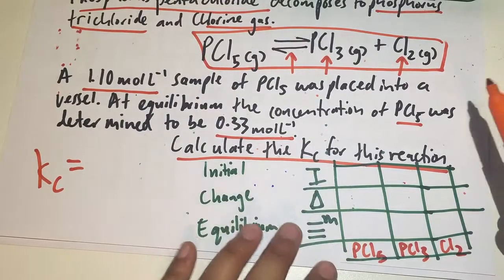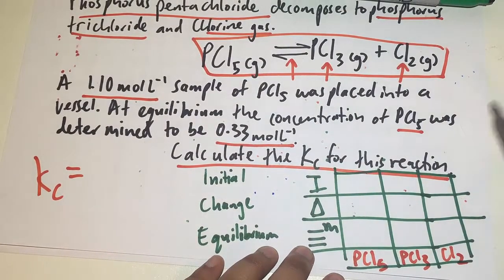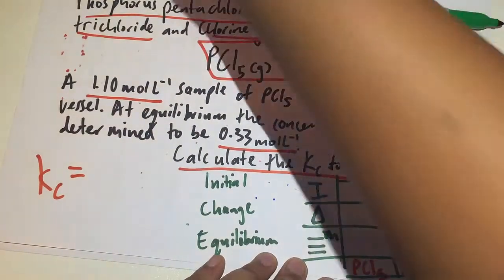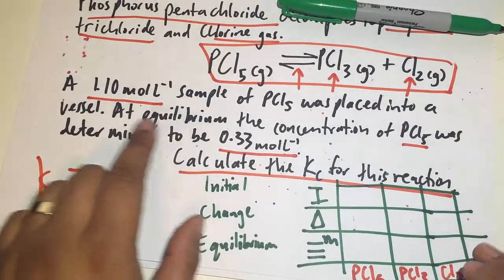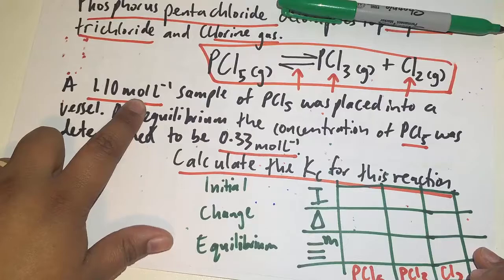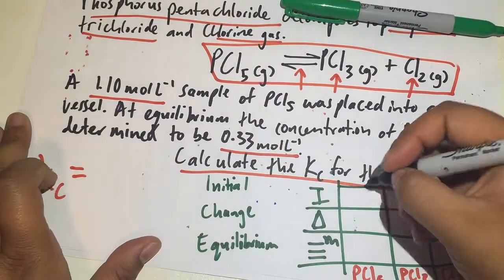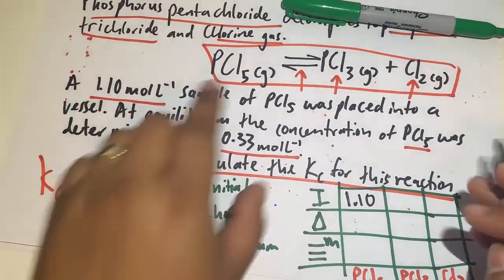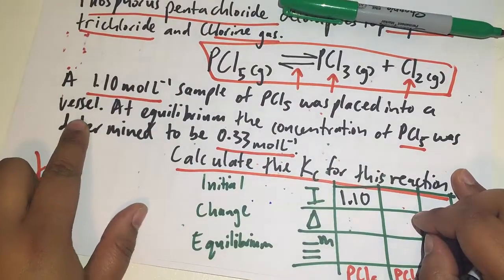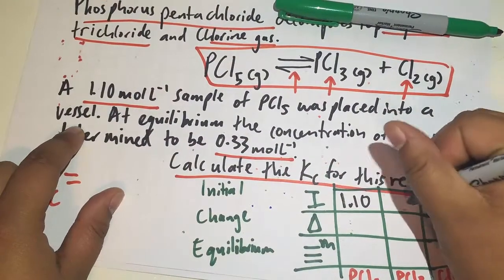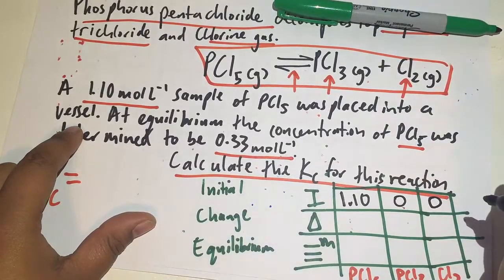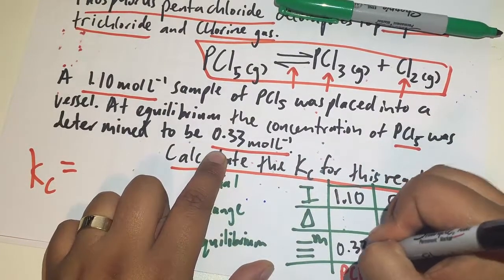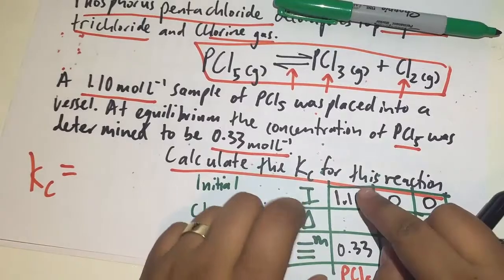Now at this point we're not worrying too much about the coefficients, although looking at this, each of the coefficients is just one. But what we do first is we put in the information that we know. We know that initially we had a 1.10 moles per litre sample of PCl5, so initially this was 1.10. If just this was placed into the vessel, we can assume the vessel was empty unless they tell us otherwise, so there would have been 0 amounts of products. And then at equilibrium, the concentration was 0.33. Now we don't know what the other two are, but we have this information.